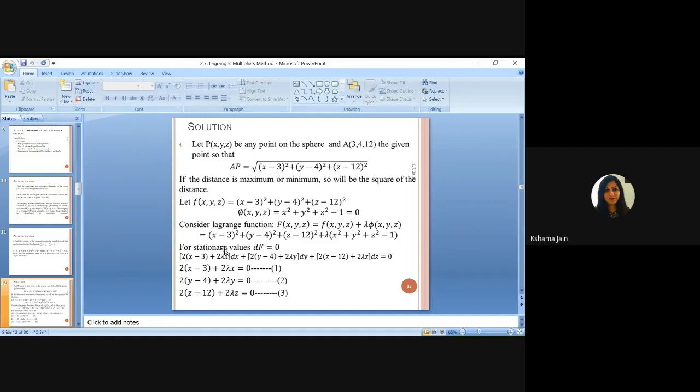So when you put it equal to 0, differentiating with respect to x, y and z will be treated as constant. Be careful. Okay, so here 2x minus 3 plus 2 lambda x. So this is the first. This will be your del f by del x. Then del f by del y will be 2y minus 4 plus 2y lambda here. And with respect to z, it will be 2z minus 12 plus 2z lambda, this.